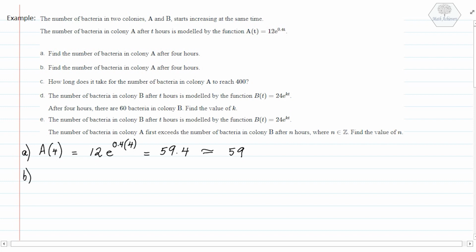Find the number of bacteria in colony A after 4 hours. Yeah, part B is the same as part A. There is something wrong in this question. So it is A of 4, which is equal to 12 e to the power of 0.4 times 4, which is equal to 59.4, approximately 59. Part C now.